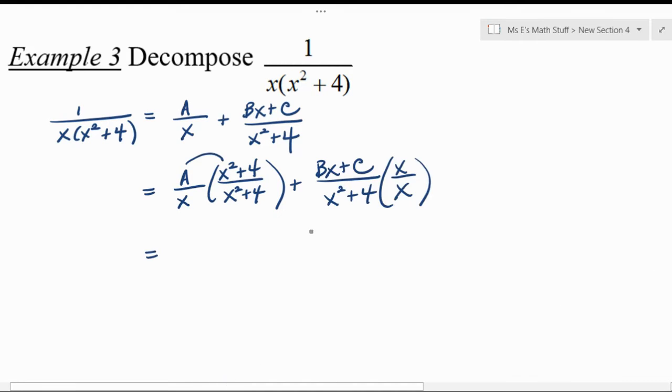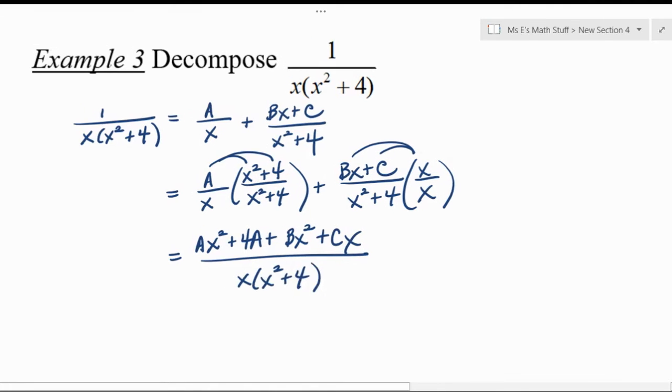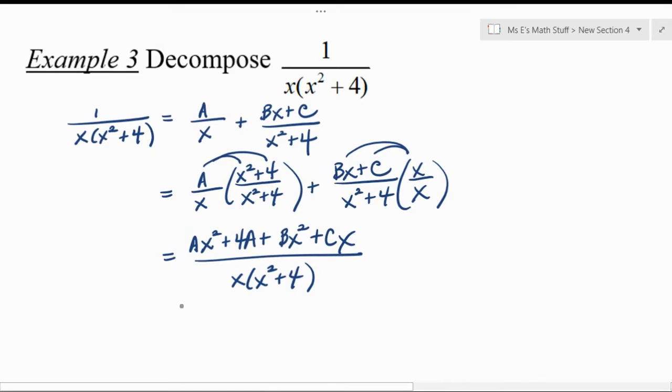There we go. All right, now let's follow our algebra nose, just distributing that A in. And then same thing with the x and the Bx plus C. So we'd have Bx squared plus Cx, and it would be all over x times x squared plus 4. Okay, now take a moment and just look at where you are in the grand scheme of things. So denominator battle, fought and won.